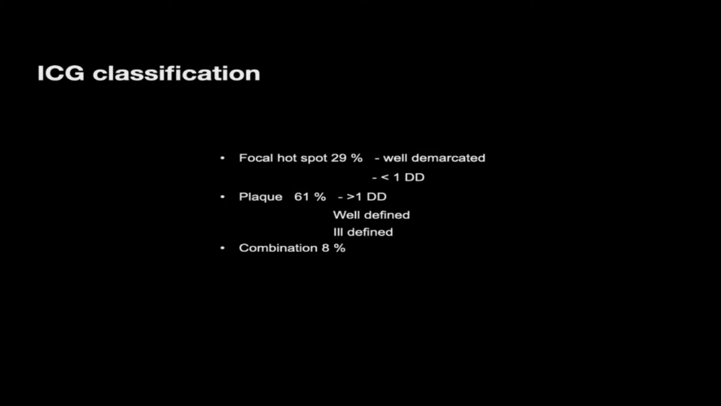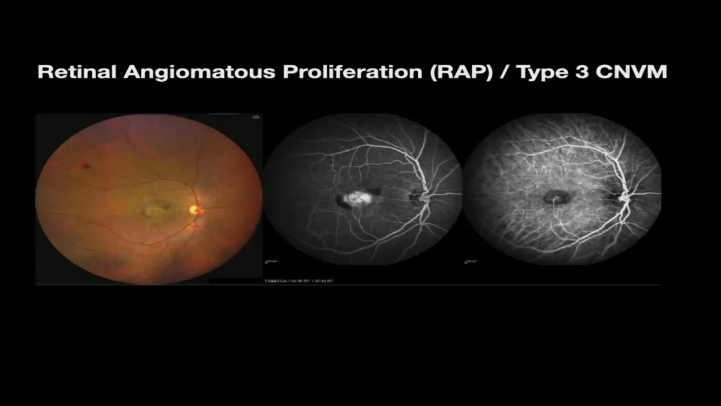And a plaque, which is seen more often. It's a larger hyperfluorescence, more than 1 disc diameter, which could be well-defined or ill-defined. And then there's a combination of both as well.